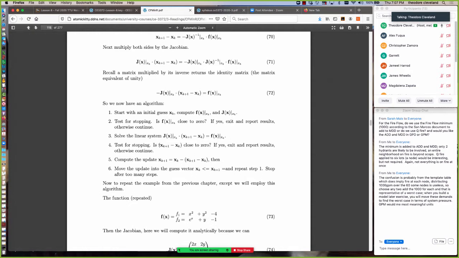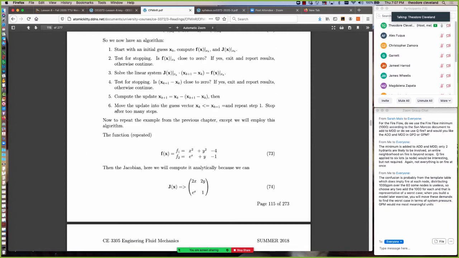And then we make another test. Was the change real small? If there is, there's no point in continuing. We can quit. If that's not true, we continue, and we compute the value of the update. So x of k plus 1 is equal to the old value, x of k, minus the computed change in x, which recovers x of k plus 1. Then we move the update back into the guess vector and go back to step 1 and repeat it.